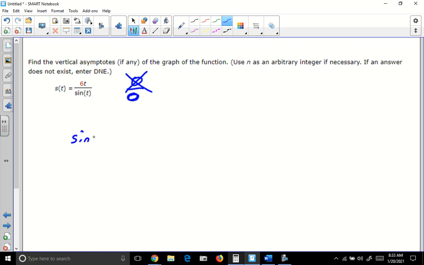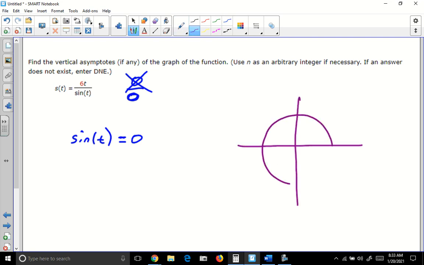What makes sine equal to 0? Well, if we look at the unit circle, if we pick a point on the unit circle, the x-coordinate is cosine and the y-coordinate is sine. So sine is 0 anytime that the y-coordinate is 0. So the y-coordinate is 0 here and here, so at 0 and at pi.